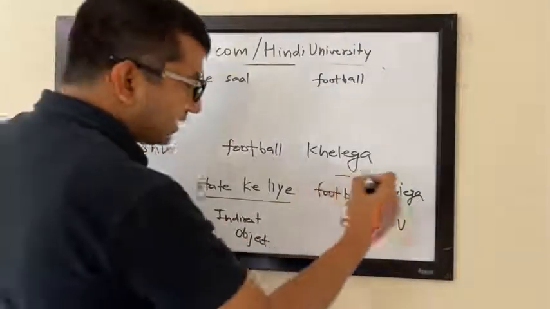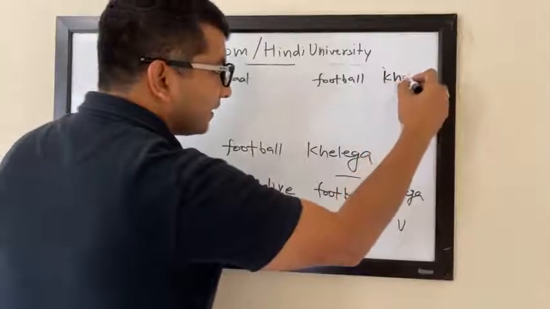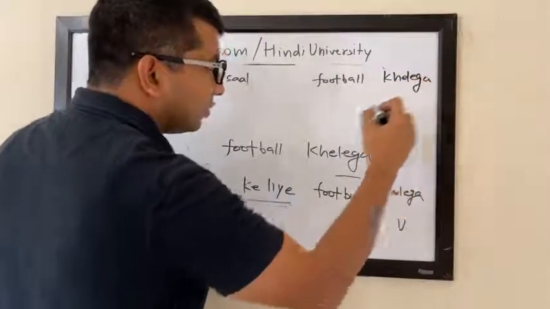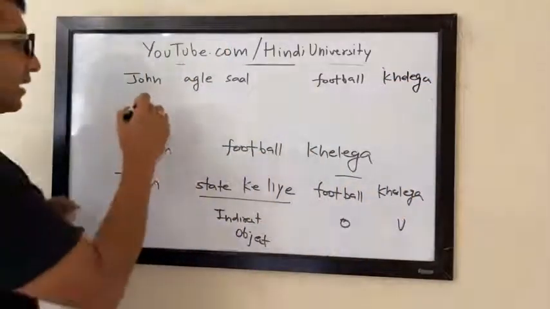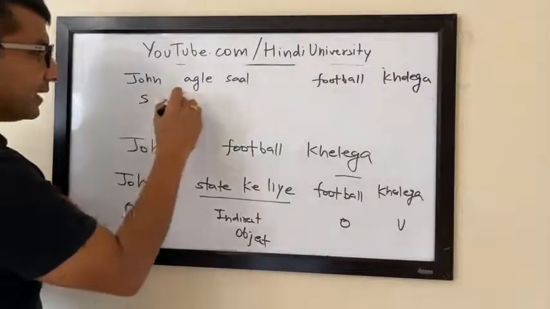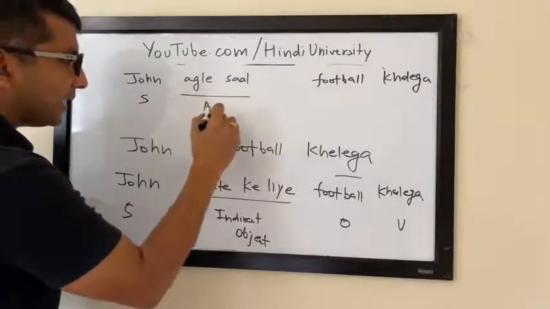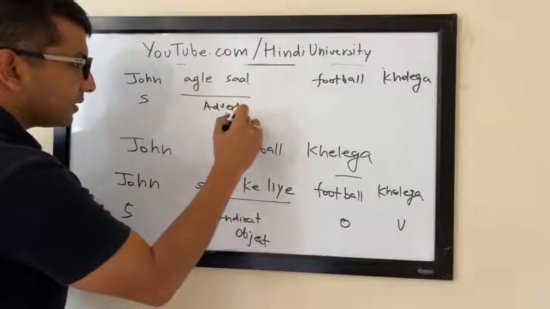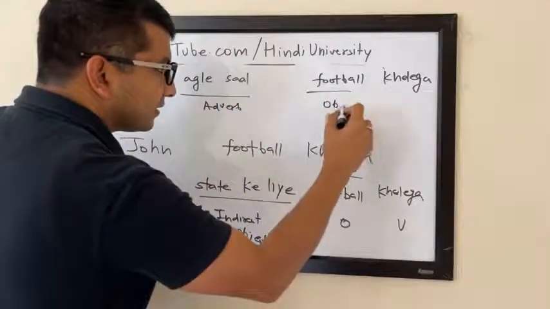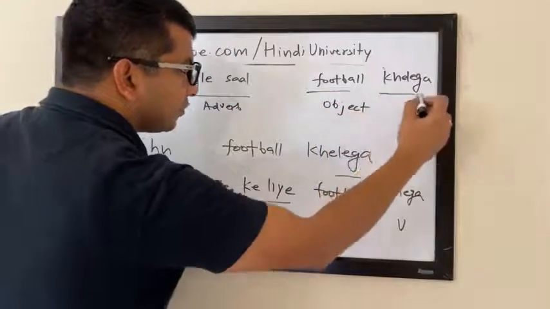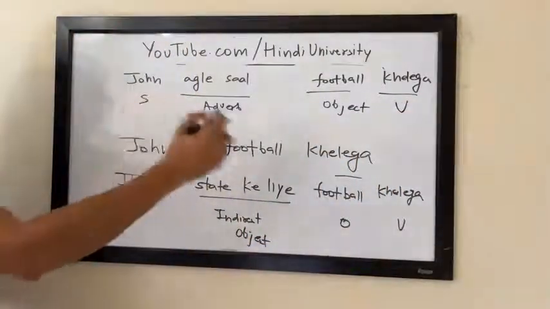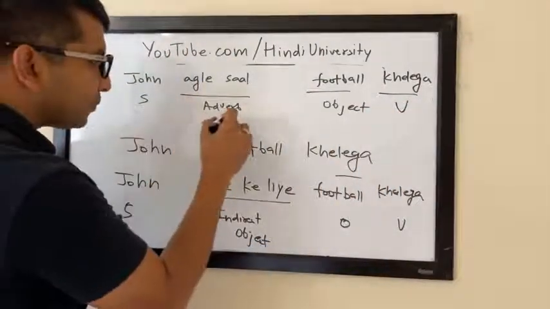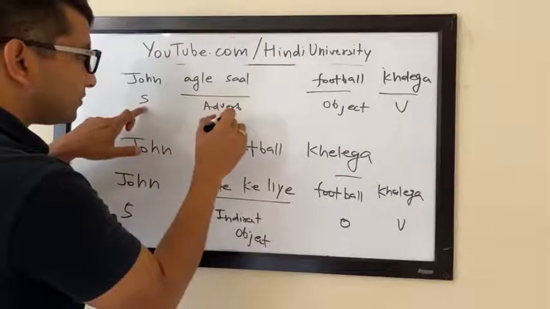खेलिया. Very good. खेलेगा. Right? खेलेगा. Okay. John अगले साल football खेलेगा. So you still have subject. Then you have अगले साल, adverb. And then you have object followed by verb. So you have subject, object, verb, but you are putting adverb after subject.